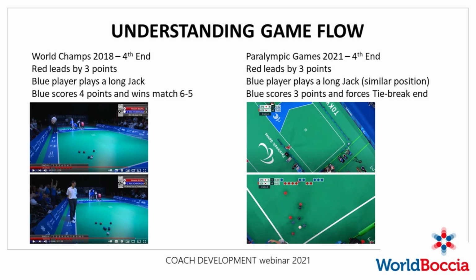And in the situation on the right, blue scored 3 points to force a tiebreak. Japan actually didn't end up going on to win the tiebreak, but they were able to force a tiebreak by using that long jack position. And there's no doubt that Japan would have had some insight as to what had happened at the World Champs in Liverpool when applying this tactic at the Paralympic Games this year. And again, that comes from that experience of being involved in big competitions and big matches.